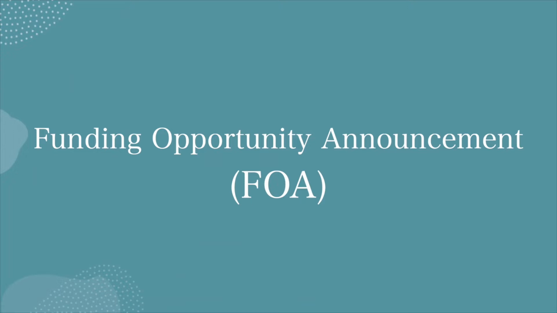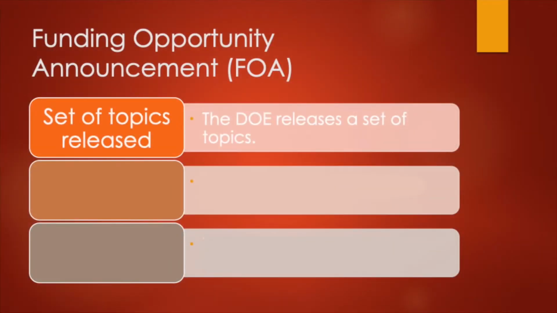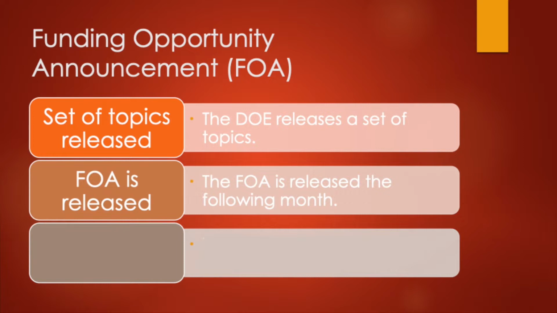The Department of Energy releases a set of topics twice a year for their SBIR and STTR opportunities, normally in July and in November. Once the set of topics are released, about a month, approximately, give or take a week, the FOA, otherwise known as the Funding Opportunity Announcement, is then released. Essentially, the Department of Energy releases their topics before they release the Funding Opportunity Announcement.